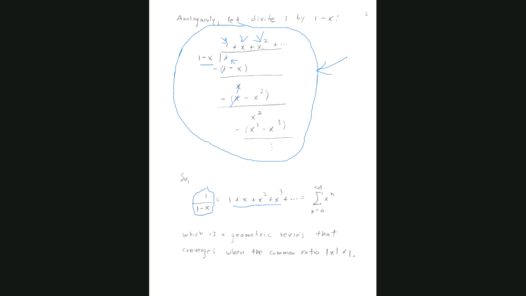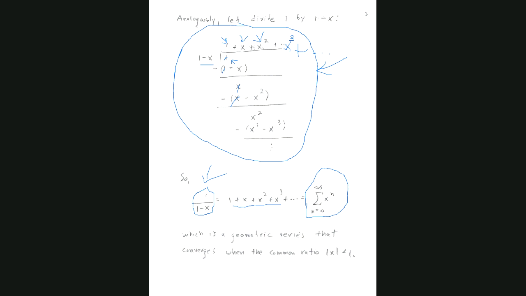Okay, so what we've done then is, we can see that 1 divided by 1 minus x is 1 plus x plus x squared plus, and we know the next term will be x cubed, and the next term will be x to the 4th, and so forth. We can see the pattern here. So 1 over 1 minus x is equal to 1 plus x plus x squared plus x cubed, which is the series n equals 0 to infinity of x to the nth power. That's a power series.